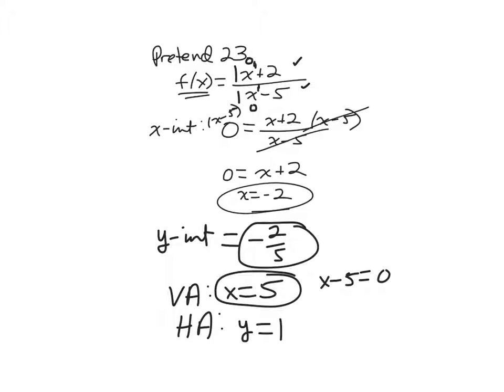If the degree of the numerator is less than the degree of the denominator, then y equals 0 is a horizontal asymptote. If the degree of the numerator is greater than the degree of the denominator, then we have no horizontal asymptote. All of that is on the formula sheet.